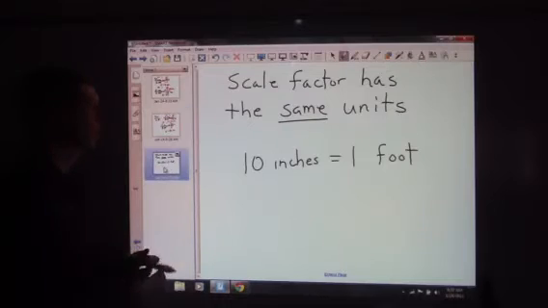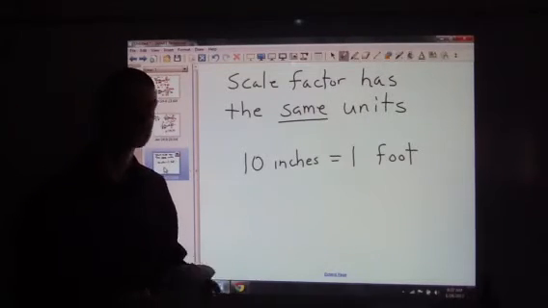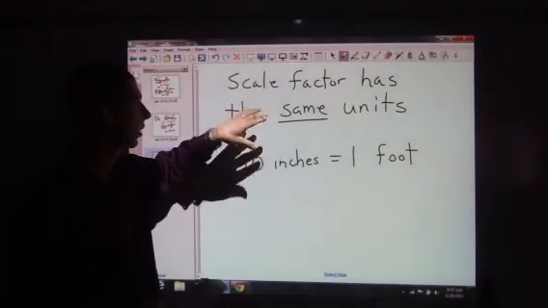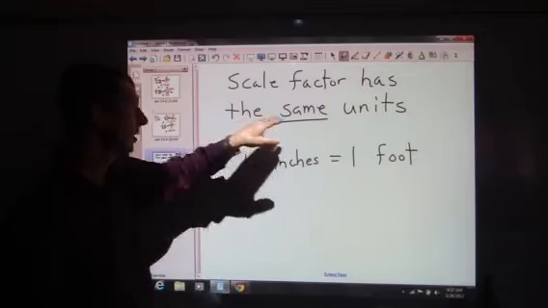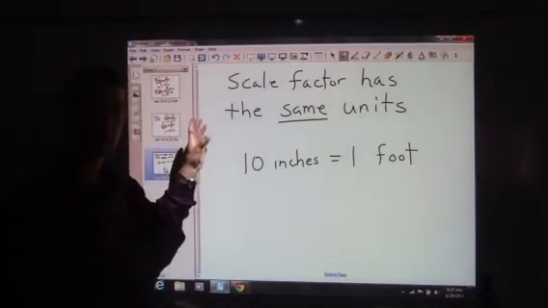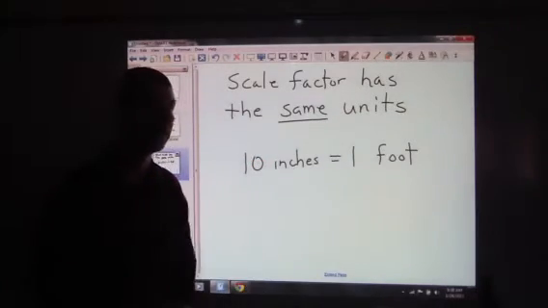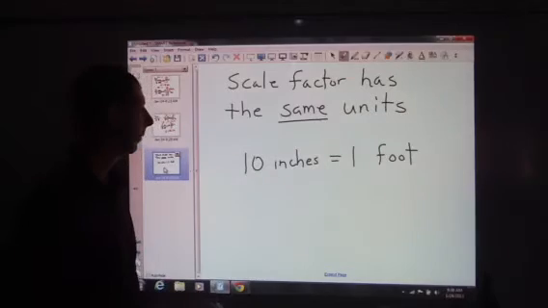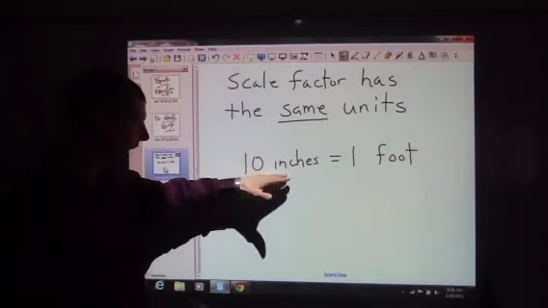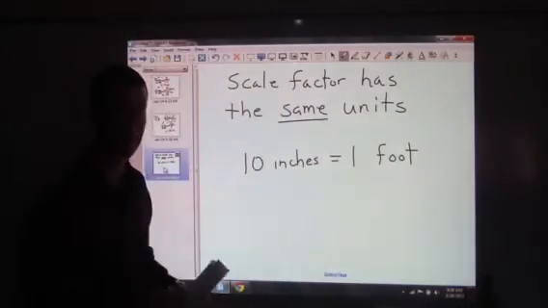Now here's another type of problem that sometimes we're going to see during this section, and that is writing scale factor. I got a little note here: scale factor has the same units. Unlike the problems we just saw, those had different units. One was centimeters to kilometers, the other one was inches and feet. So if you have a problem like this where 10 inches equals 1 foot, we have to write the scale factor.